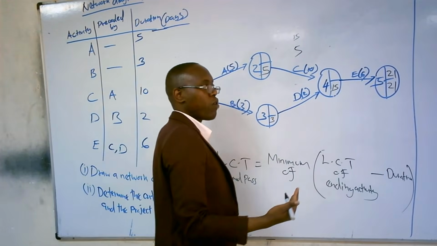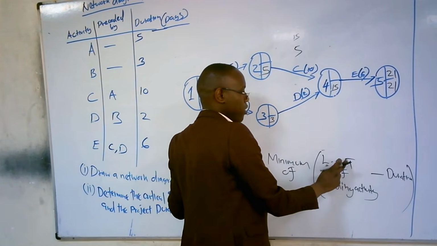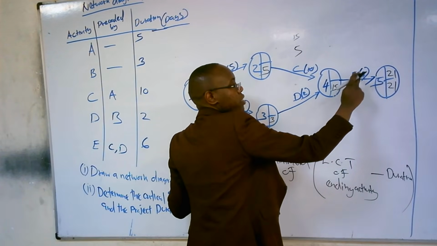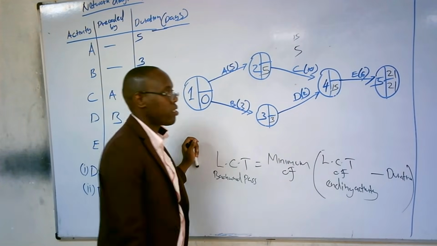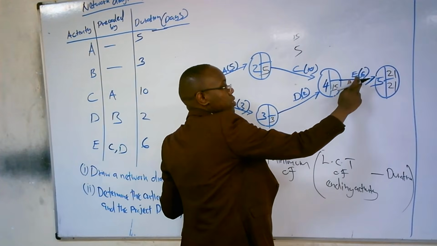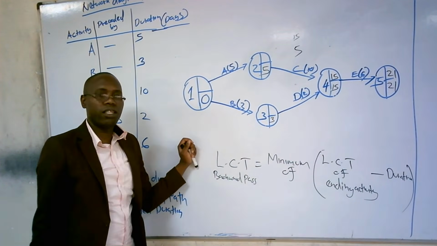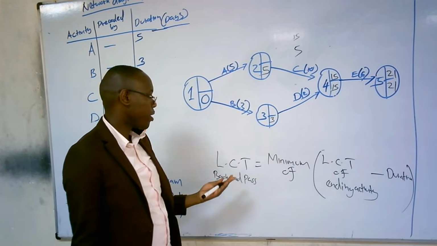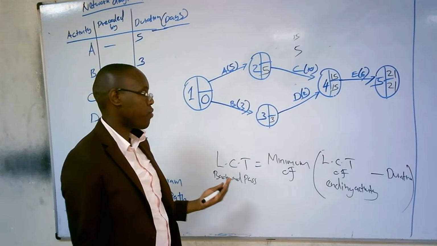So for us to have the backward pass, we are going to take the latest completion time of ending activity, which is 21, and then we subtract the duration. And the duration there you can see is 6. So it's going to be 21 minus 6, which is going to be 15. So we have moved from node number 5 to 4. We are moving backward. That's why it is known as the backward pass.